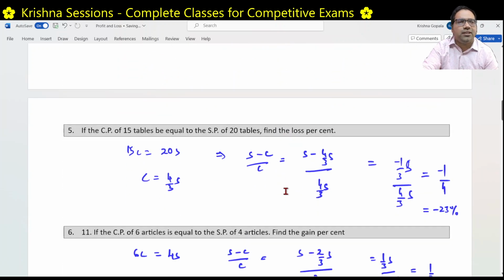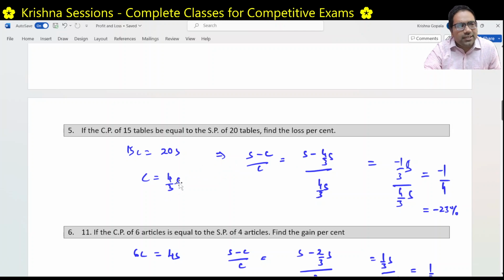The cost price of 15 tables is equal to the selling price of 20 tables. Find the loss percent. What is it saying? 15 tables cost price, 15 into C, is equal to 20 tables selling price, 20 into S. What does that mean? C equal to 20 by 15 S. That means 4 by 3 S. Now what is the loss percent? Loss percent is selling price minus cost price by cost price.